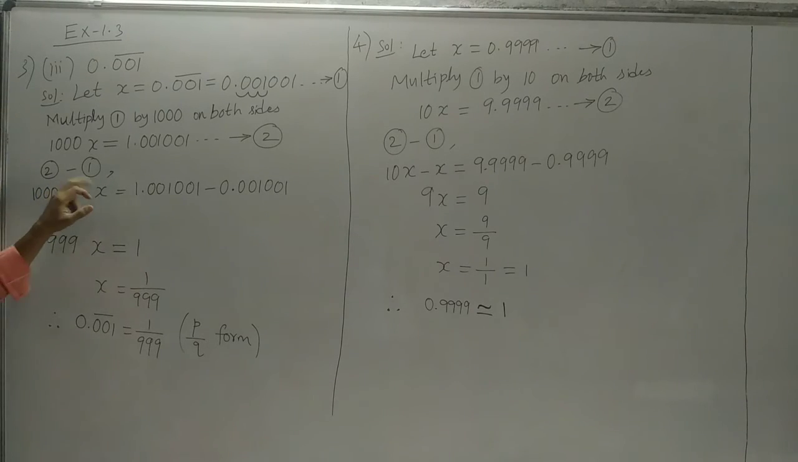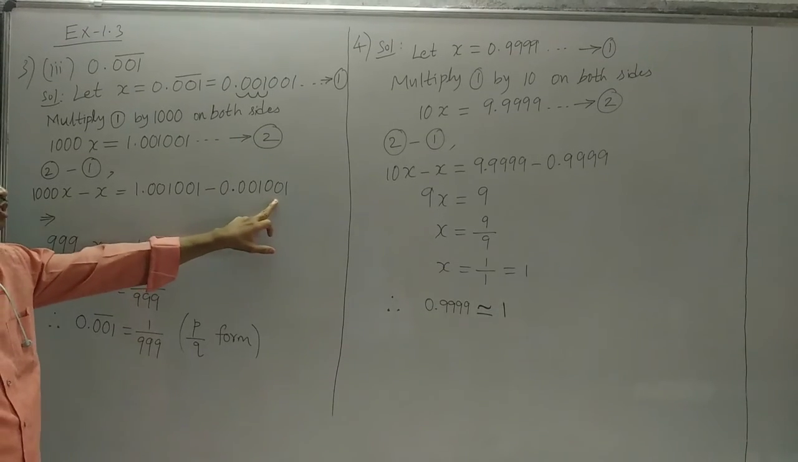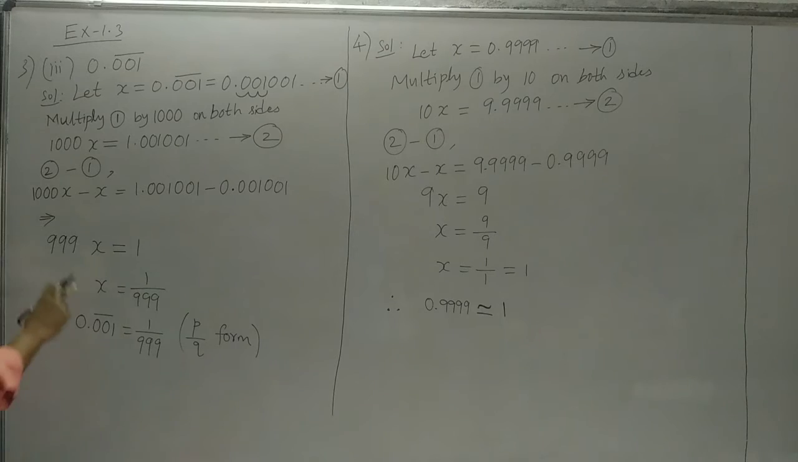Now equation 2 minus equation 1, you get 1000x minus x, which is equal to 1.001001 minus 0.001001. And now this becomes 999x, and here the decimal parts are equal, so it vanishes. The remaining integer part is 1. When you subtract, you get 1. And x equal to 1 by 999. So 0.001 bar equals 1 by 999, which is in P by Q form.